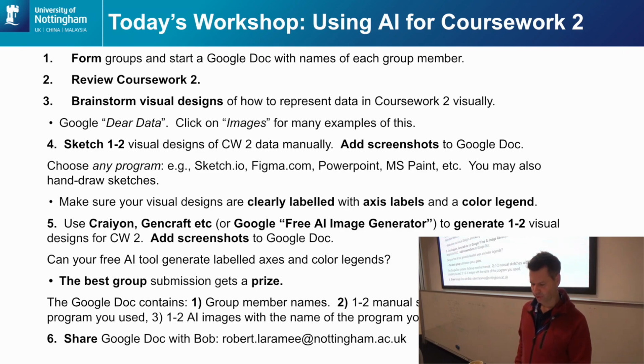So you can use Crayon, for example, or GenCraft. You can Google free AI image generator. Generate 1 or 2 visual designs for Coursework 2. That's the third part. Add screenshots of those to your Google Doc. And today, the best group submission gets a prize.